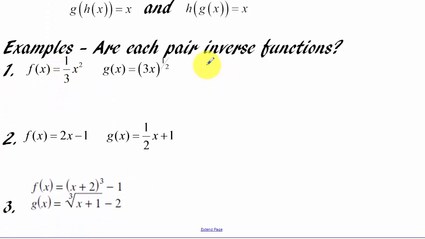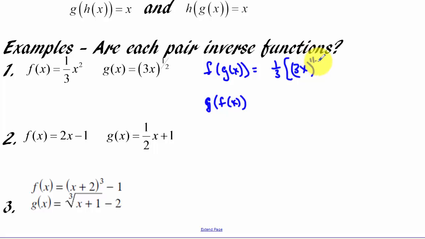So let's look at that for these problems. Let's do f of g of x, and we also have to look at g of f of x. So we're going to plug g of x into f of x. So I've got 1/3, and now I'm going to plug in 3x to the 1/2, that's g of x, where this x is. If we use our exponent properties, we would be multiplying exponents here, so we have 1/3 times 3x, which gives us x. So based on that, f and g appear to be inverses.